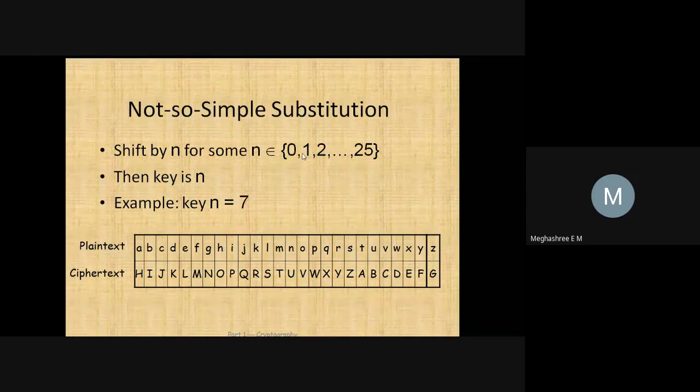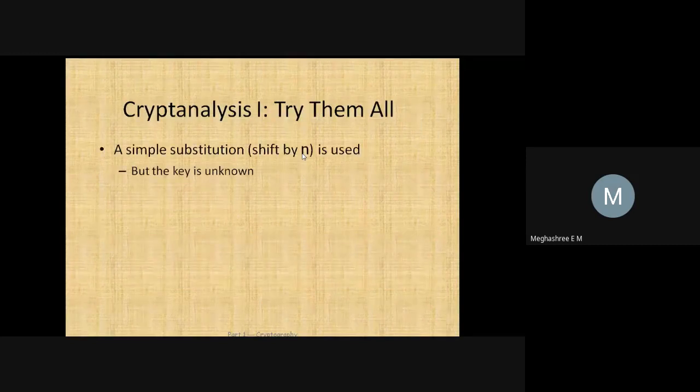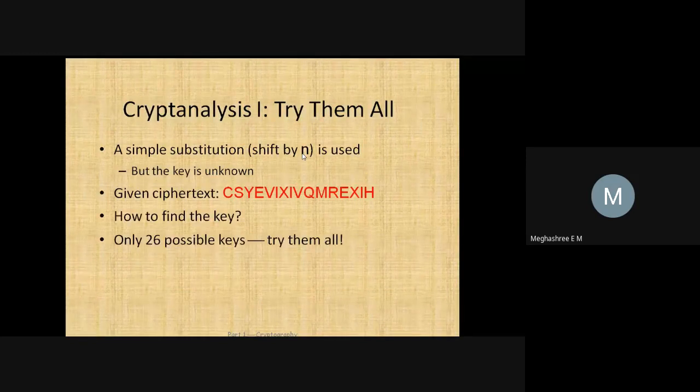Then what he'll do, as I said, is try out all possibilities. That is, he will try each of the 26 possible keys, right? Then he'll decrypt the message, and at the end of it, he will succeed with his task. So this approach of trying out all 26 possible keys is called exhaustive key search.